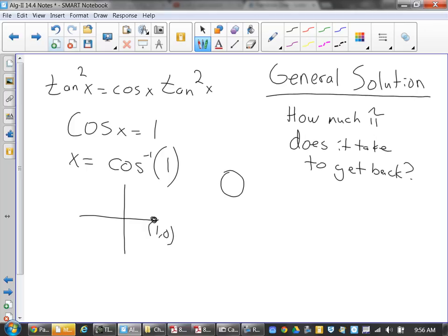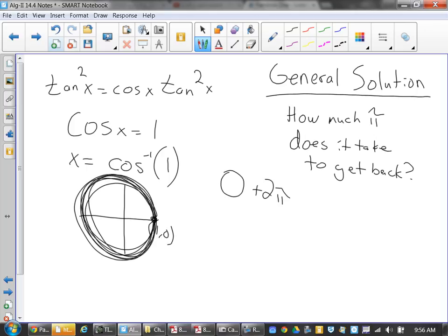In this problem, there's only one answer: 0. Because it's the only place that cosine is equal to 1. As I'm going around my circle, I get back to 0 when I add 2 pi to it. Does it matter how many times I go around? I'm still going to wind up in that same spot. No matter if I go around 4 times, 5 times, 6, so what we do is say 2 pi n for the number of times you go around.